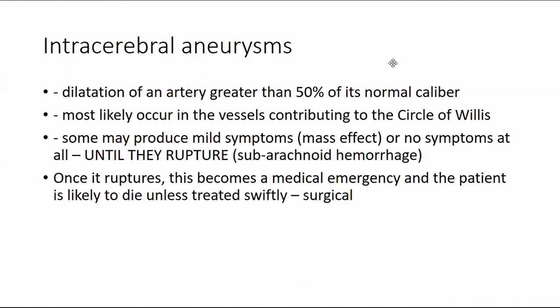Some of these vessels may produce mild symptoms because of the mass effect. When the vessels become larger, they intrude on the adjacent nervous structures. Sometimes no symptoms are seen until they rupture. When they rupture, you see subarachnoid hemorrhage on CT scan. Once it ruptures, this becomes a medical emergency, and the patient is likely to die unless treated swiftly. So treatment is more often than not surgical for intracerebral aneurysms.